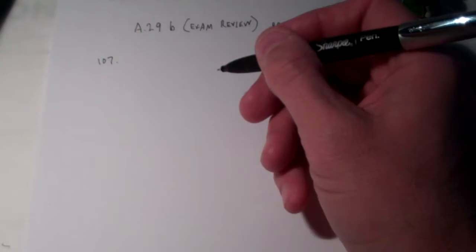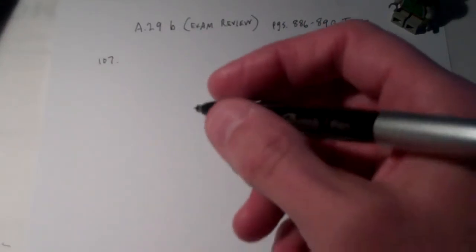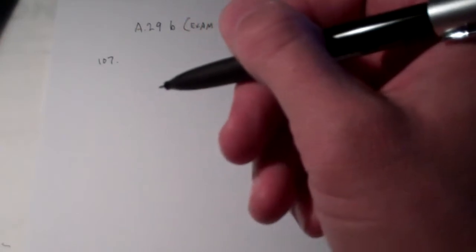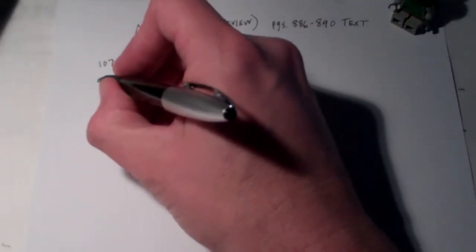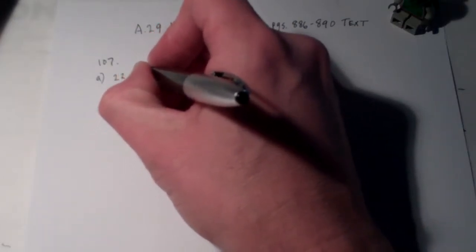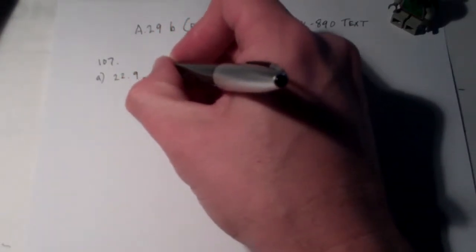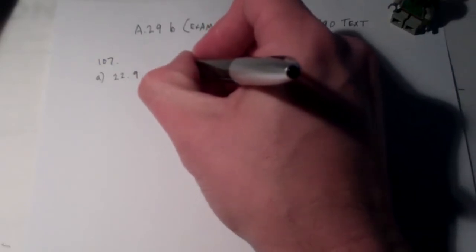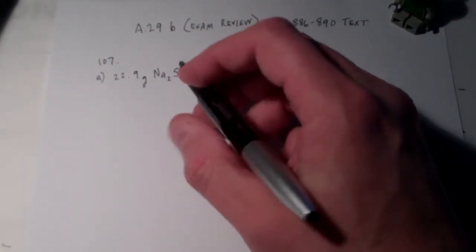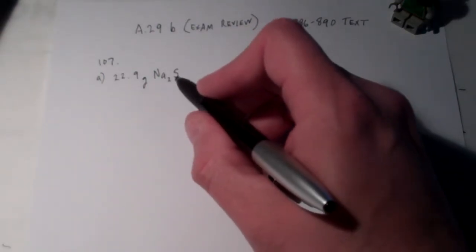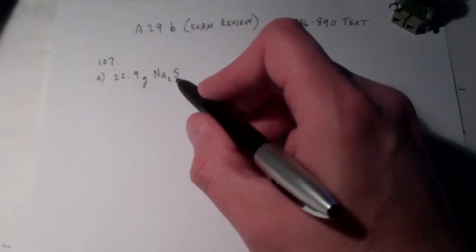So let's take a look at number 107 from page 886. And that asks, calculate the number of molecules or formula units in each of the following masses. And we begin with letter A, and it says 22.9 grams of sodium sulfide. Now in the book they actually give you the formula. Be prepared on your exam to be given the name and you be able to write the formula.